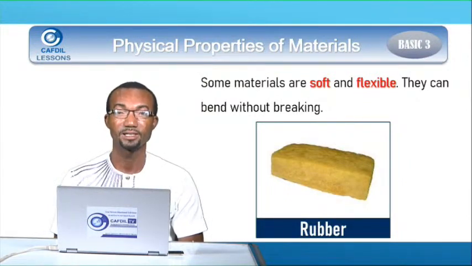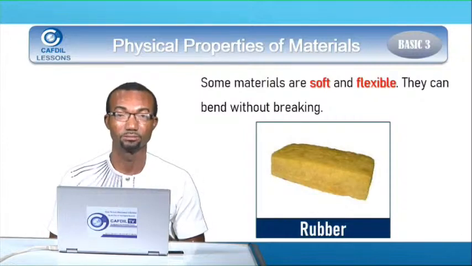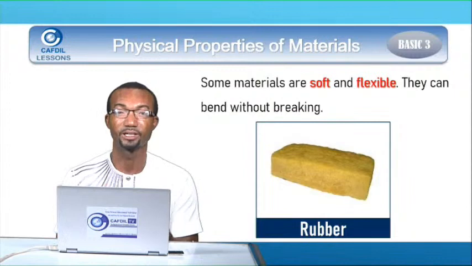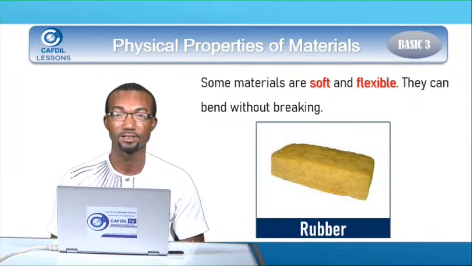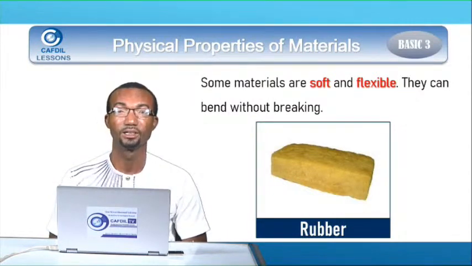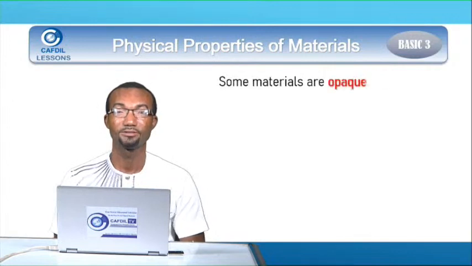So some materials are soft and flexible, and that means they can bend without breaking. An example is the rubber, as you see on the screen. And because rubber cannot break into pieces, it can be used to do so many things. Because of its softness and flexibility, the rubber can be put to so many uses. Let's look at another physical property.